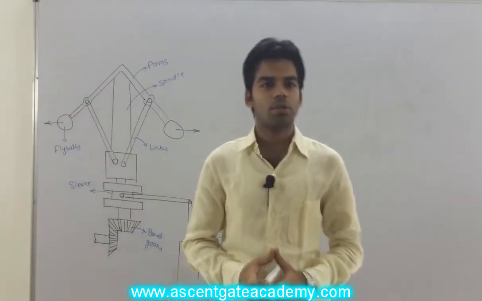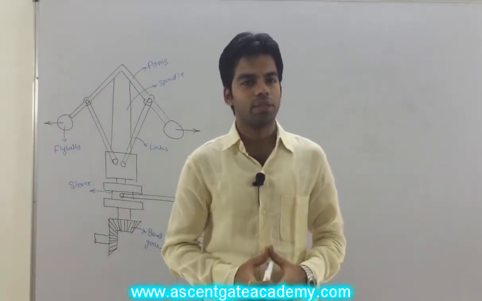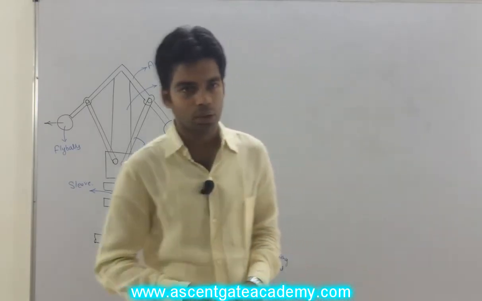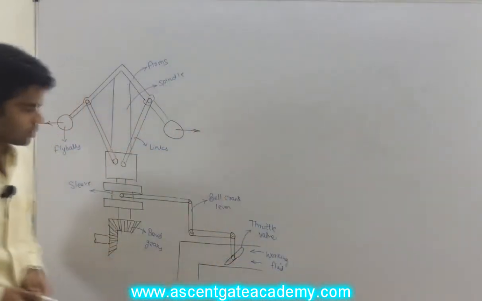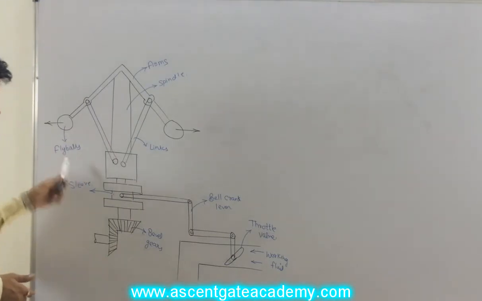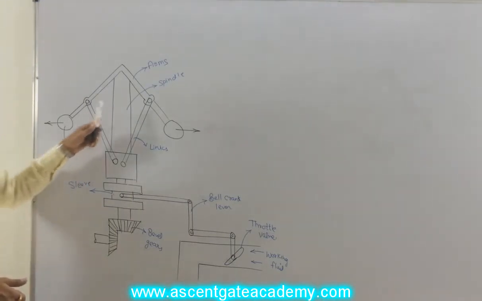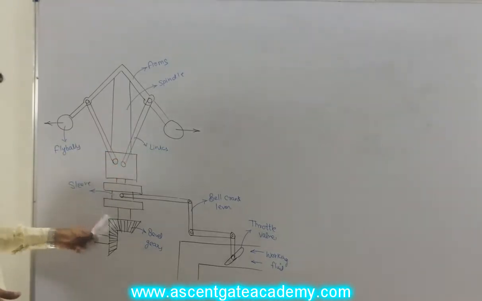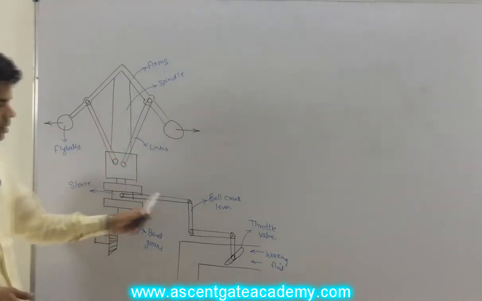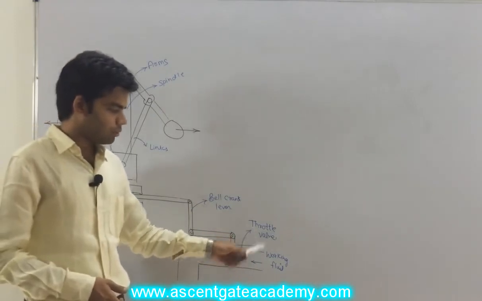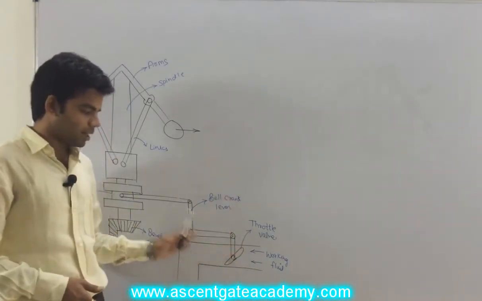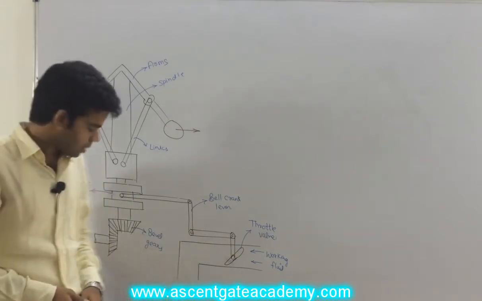Let us discuss the functioning, the working of the centrifugal governor. So this is the simple type of centrifugal governor. You can call it the Watt governor, which was first used. These are the different parts. These are the fly balls, the arms, the spindle, links, sleeve, the bevel gears, bell crank lever, throttle valve, and working fluid. The working fluid is flowing through this pipeline to the engine.